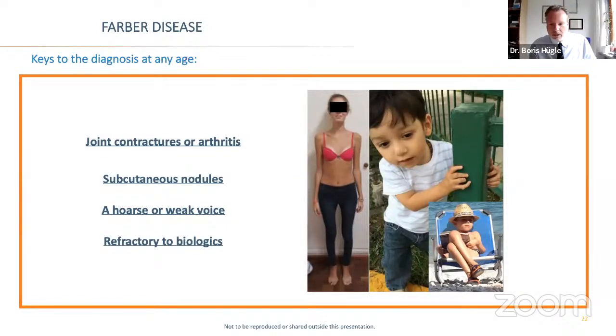So it's worth repeating: the key to the diagnosis at any age is joint contractures or arthritis, subcutaneous nodules, hoarse or weak voice, and being refractory to, at least, anti-rheumatic treatment or biologics. Next slide.